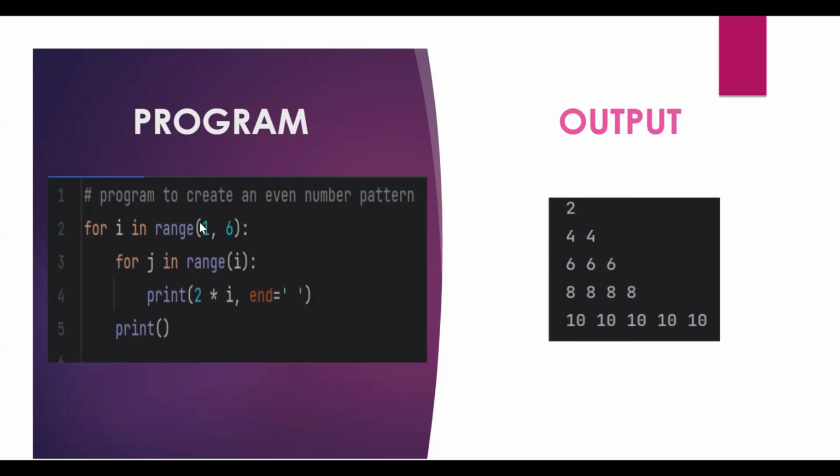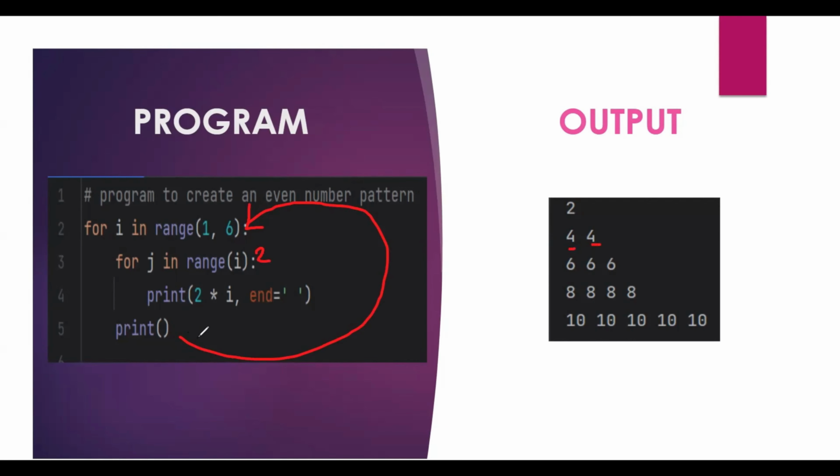In the next execution, i will be 2. Because the inner loop executes only one time for the first value, right? In the next execution, for j in range 2, this time the loop will execute 2 times. We are printing 2 into i, 2 into 2, which is 4. Again, we are printing 2 into 2, 4.